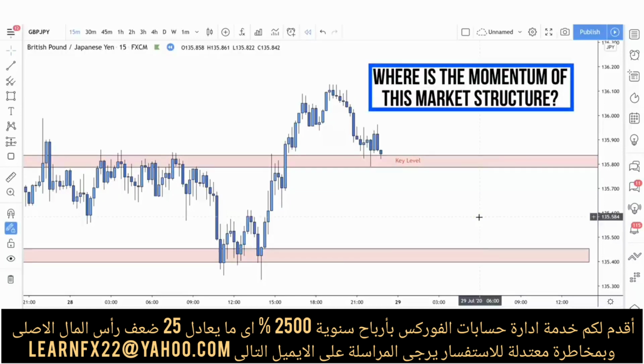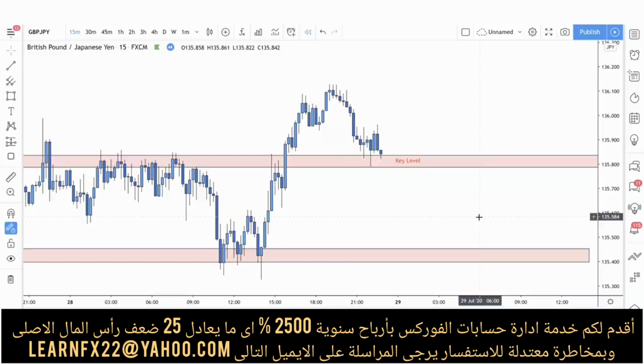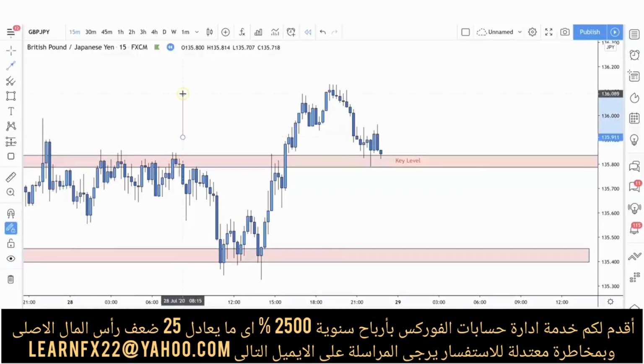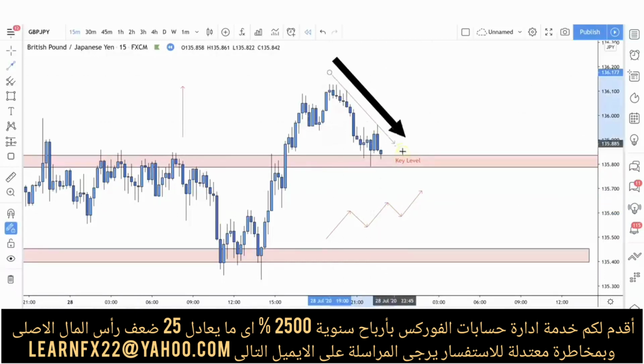Think about it. If you tell me up, you were wrong. The momentum of this market structure is down. We are looking for buys only. Make sure you know that. We are looking for buys only. So when we're looking for buys, we are looking for buys in an uptrend, not in a downtrend. At the moment, looking at current price action, where is the momentum? Clearly down.